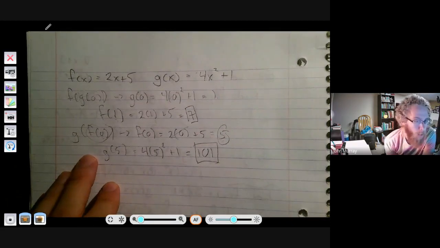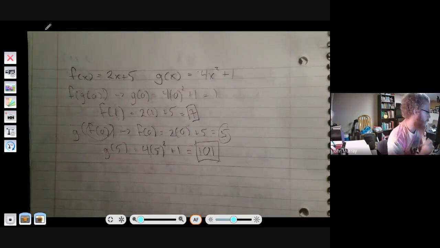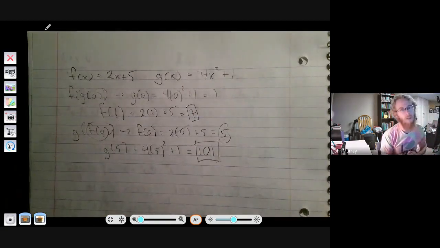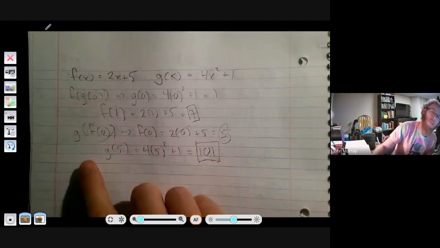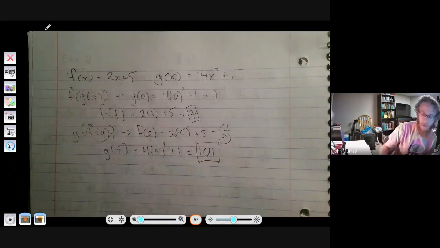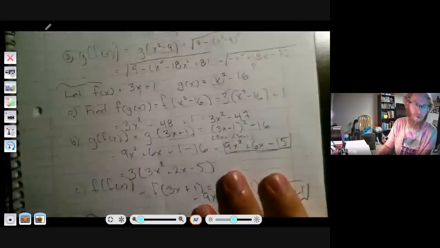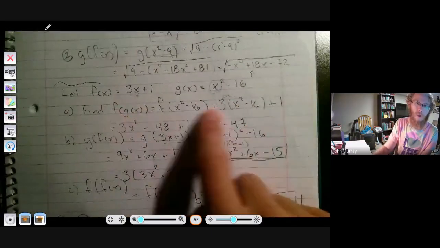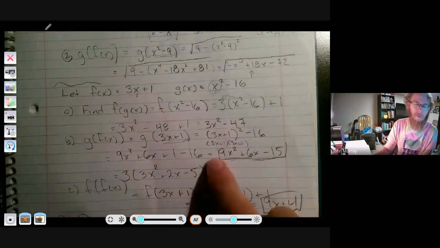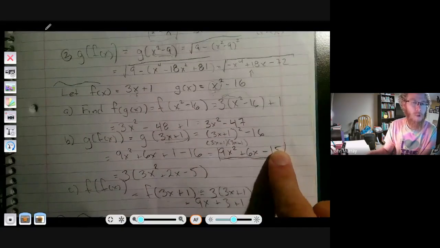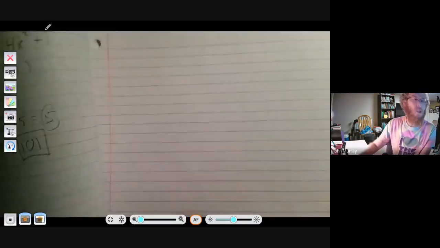Once in a while, you might end up with the same answer, but usually that's just a coincidence. Don't rely on them being the same answer. Just like if I kept this as an x, f of g of x would give me something different than g of f of x. And we saw that over here. Here, f of g of x was 3x squared minus 47. Here, g of f of x was this trinomial, 3 terms.